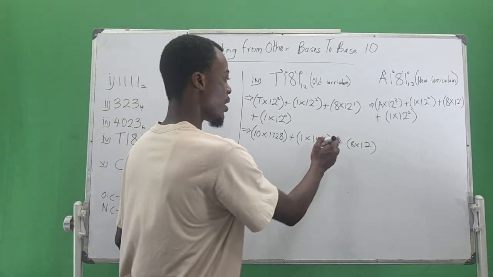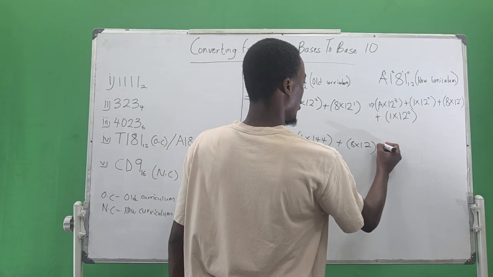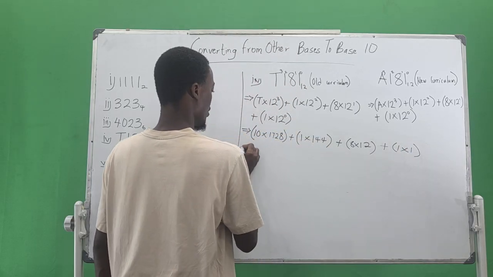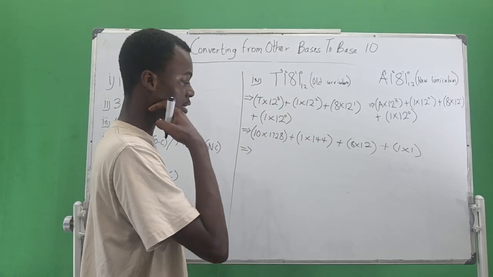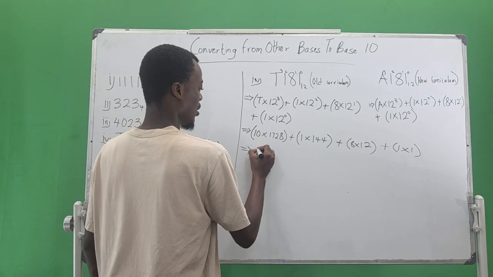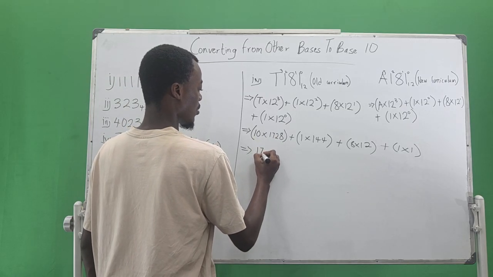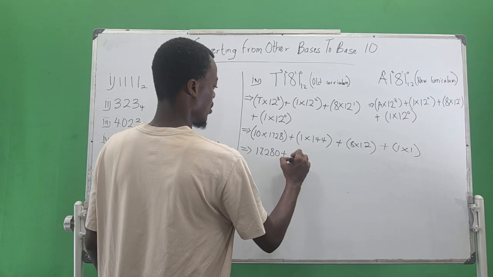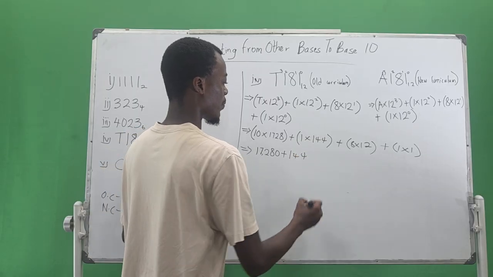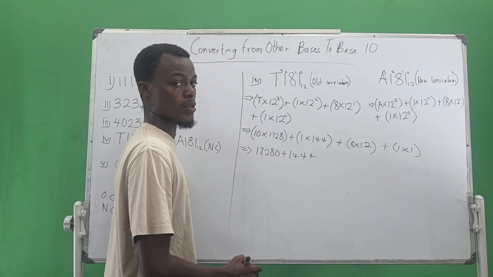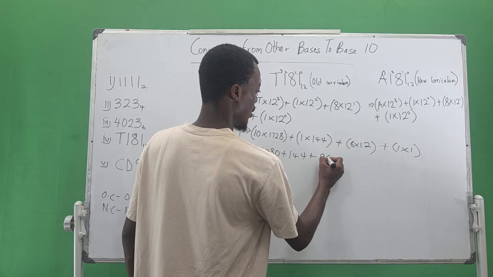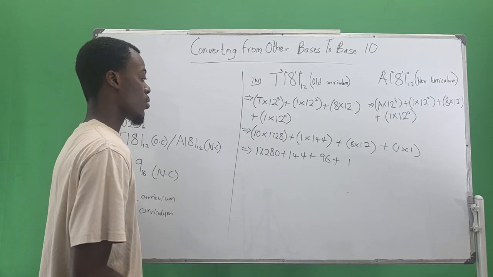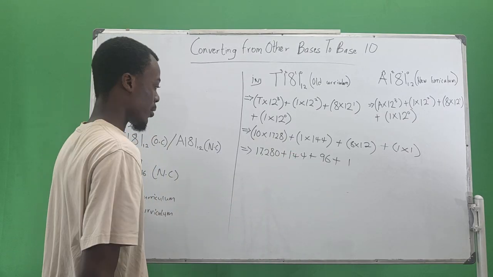Okay. So now 8 times 12 plus what? 1 times 12 exponent 0 is what? 1. So now 10 times 1,728 is what? 17,280. 1 times 144 is what? 144. And 8 times 12 is what? 96. And 1 times 1 is what? 1. Okay. So now, when you get to this side, we are just going to add them up.